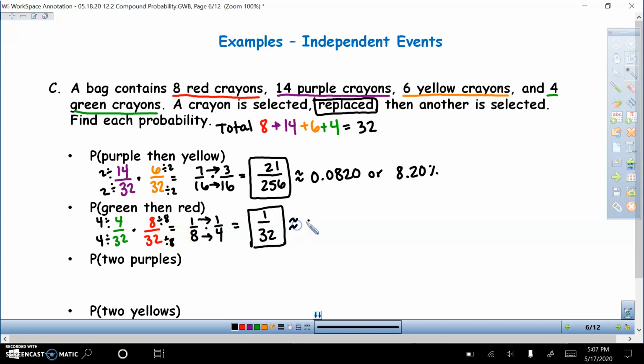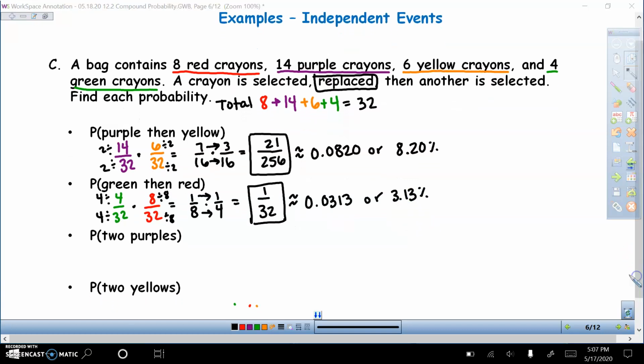And again, that's not going to simplify further because I simplified at the beginning. And then approximately 0.0313 or 3.13%. Let's look at the probability of getting 2 purples. So again, this is where the replacement part is especially important. I have 14 purple crayons out of 32. I draw it and put it back, so I still have 14 out of 32 possible purple crayons. So simplify the fractions.